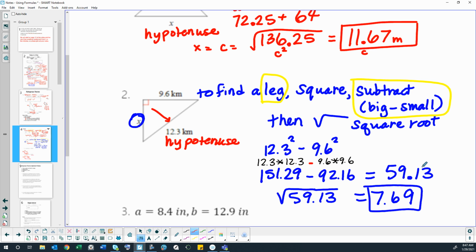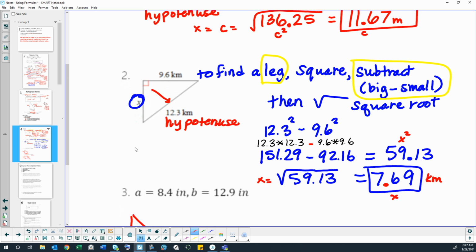And then that would be the leg squared, right? That would be x squared. So in order to find x, we have to square root our x squared. And that gives us this answer here, 7.69. And of course, the units are always good to include. That would be in kilometers, since our original picture is in kilometers.